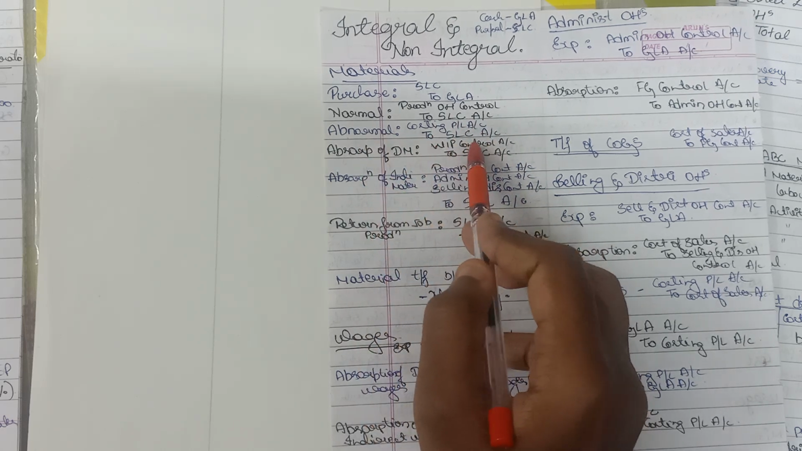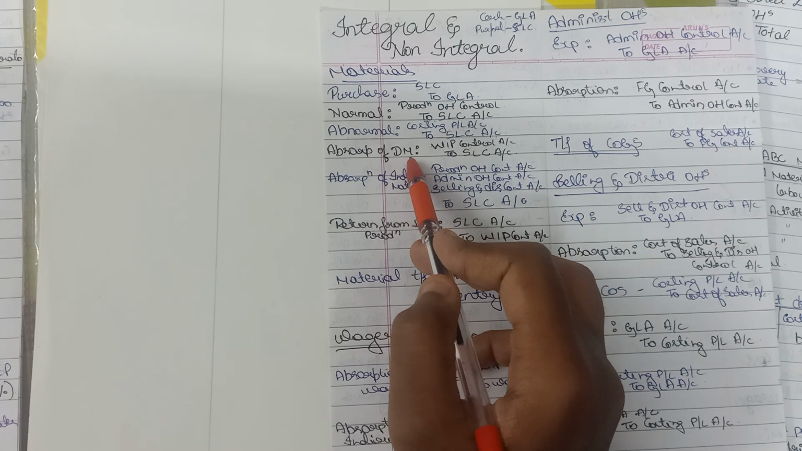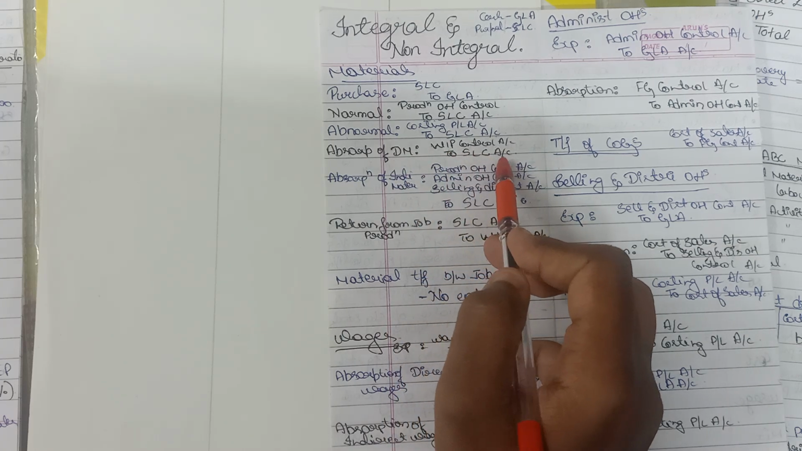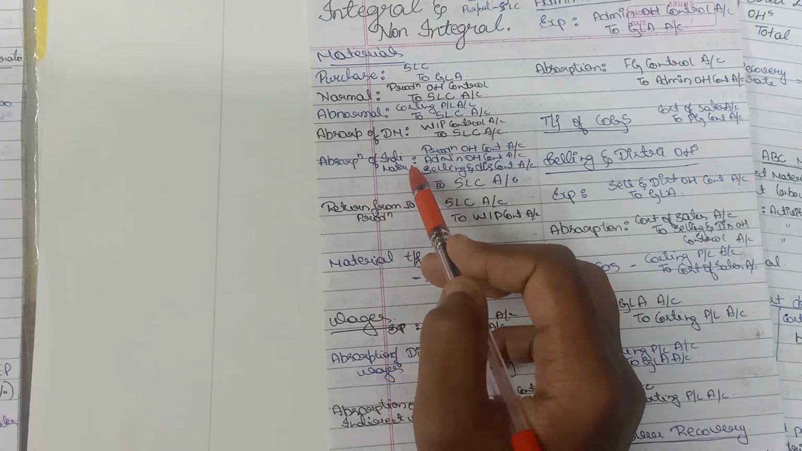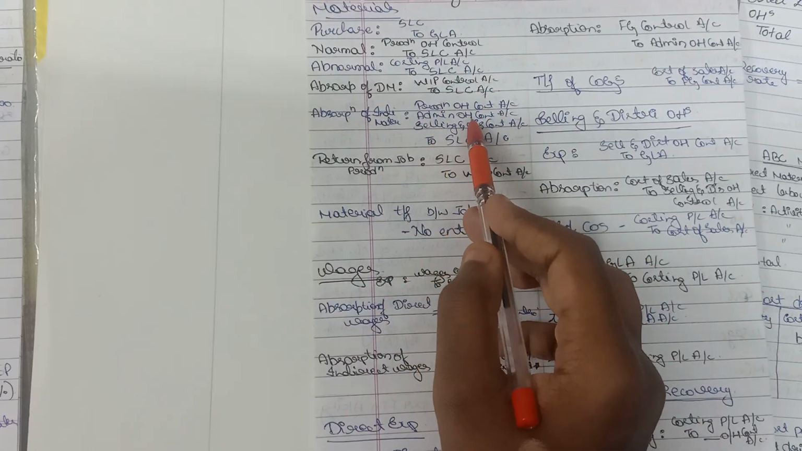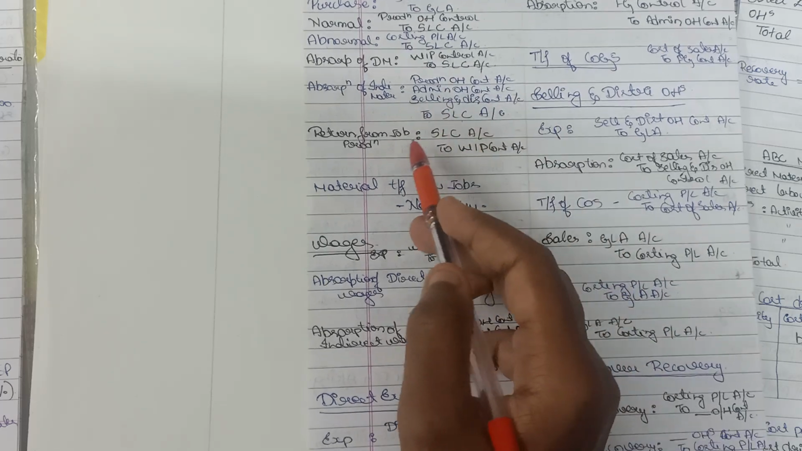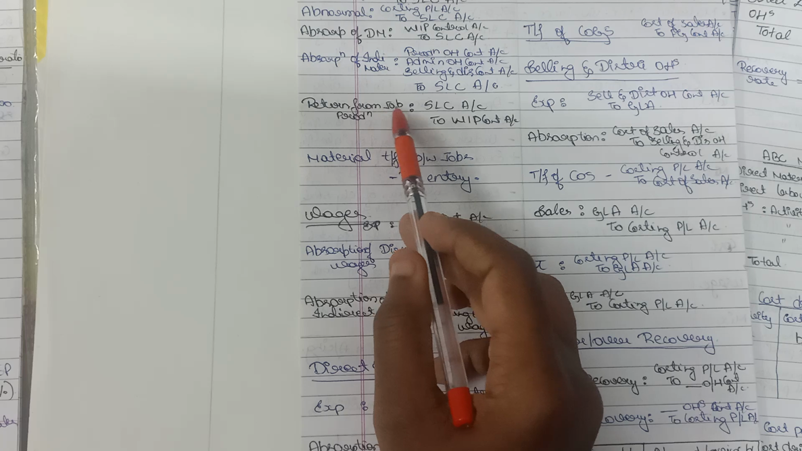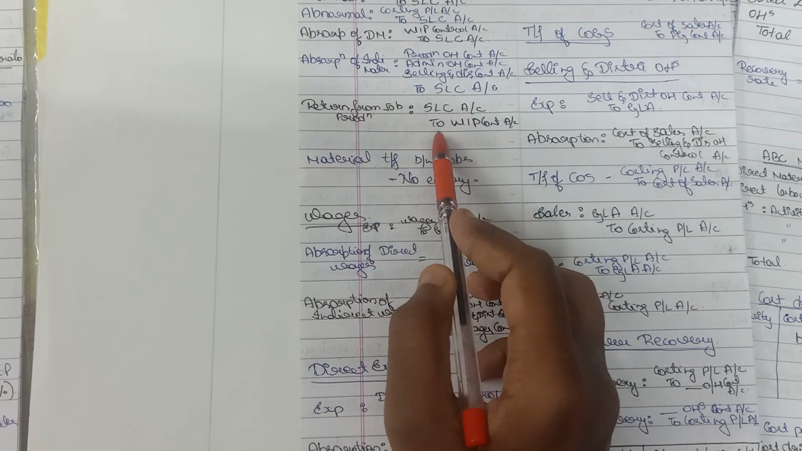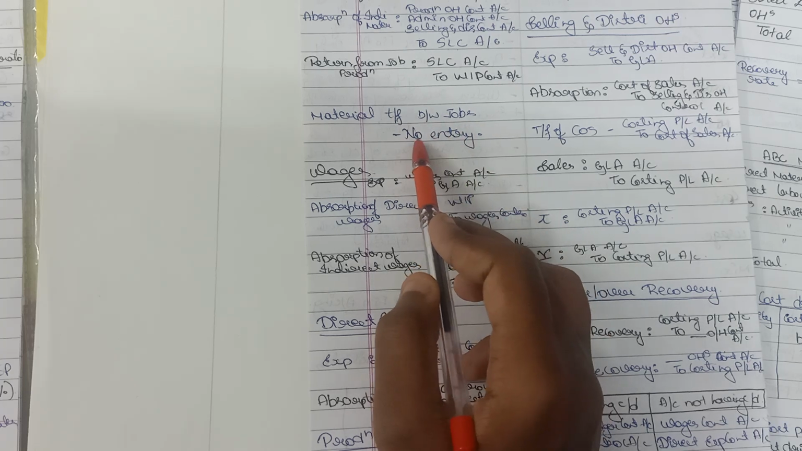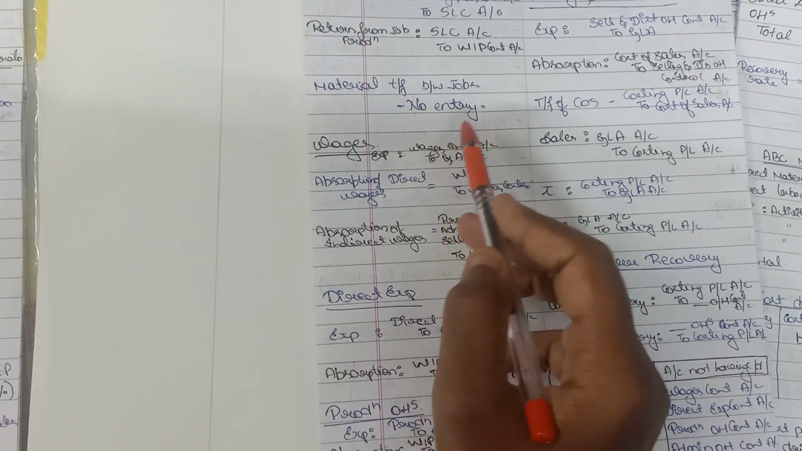costing P&L account to SLC account, absorption of direct material, WIP control account to SLC account, absorption of indirect material, production overhead, admin overhead, or anything that is related to SLC account, return from job production, SLC to WIP, material transfer between jobs, there will be no entry in this case.